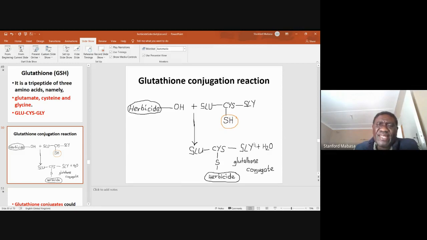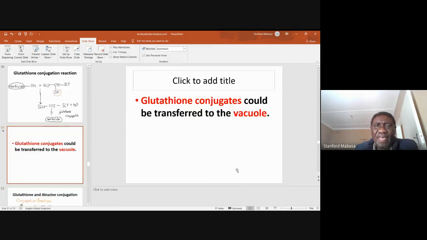Probably the glutathione conjugate will now be moved to the vacuole for storage. And that will be the end of this herbicide. So glutathione conjugates are now transferred to the vacuoles for storage. And that's the end of the herbicide.